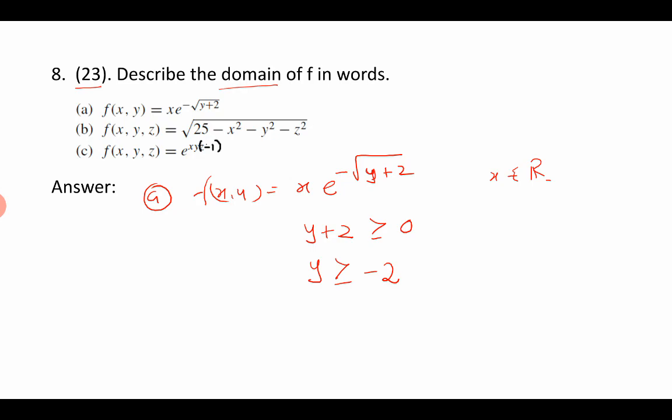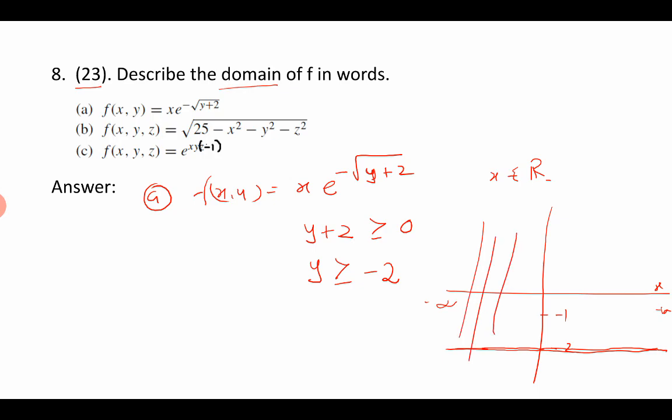It means, what is it in the graph? x can be any value from negative infinity to positive infinity. This is the x-axis. But y, this is negative 1, this is negative 2. So there should be a dark line, because there is an equality, and all values above this line. So how can you write it in words? Describe the domain. All x values from negative to positive infinity, and all y values greater than or equal to negative 2.